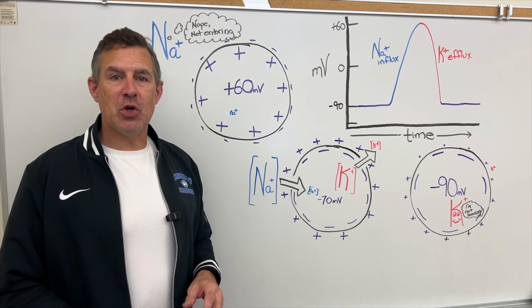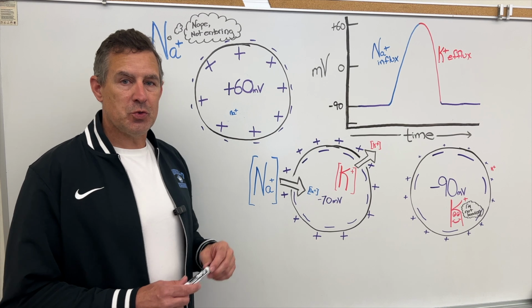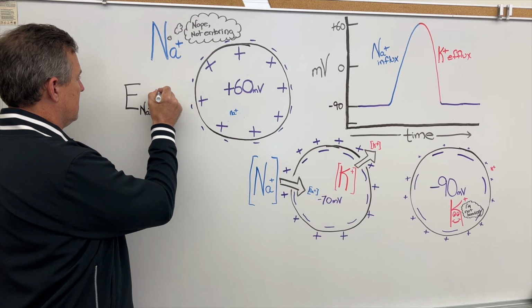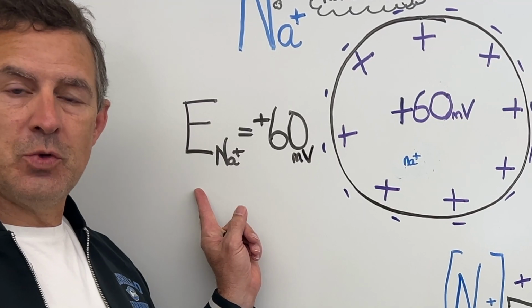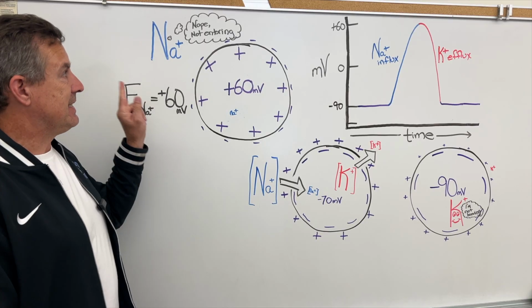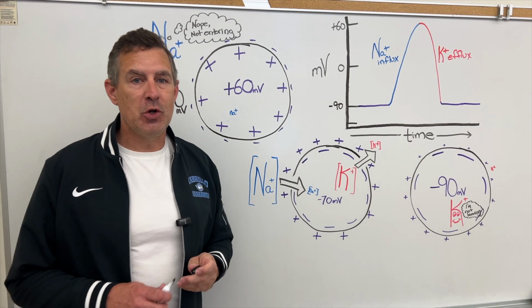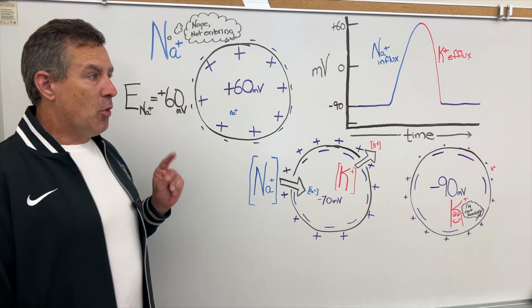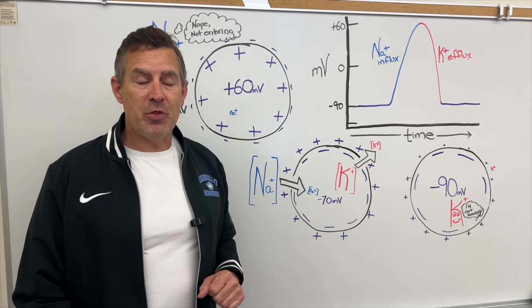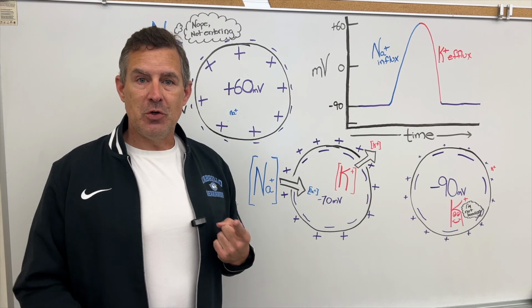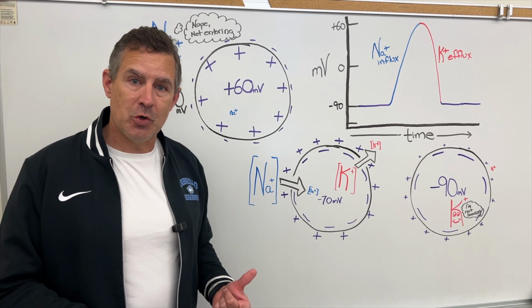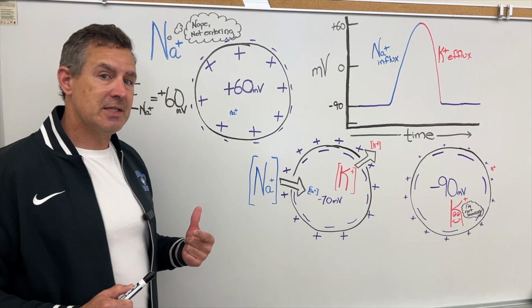Positive 60 is sodium's equilibrium potential, which we write like this. E is referring to equilibrium potential, sodium, and 60 millivolts. 60 millivolts is the point at which sodium is no longer going to enter the cell. And more specifically, sodium is no longer going to enter the cell even though a couple things still exist. One, sodium still has a very large chemical gradient. That is to say, based on its chemical gradient, it would still love to move into the cell.